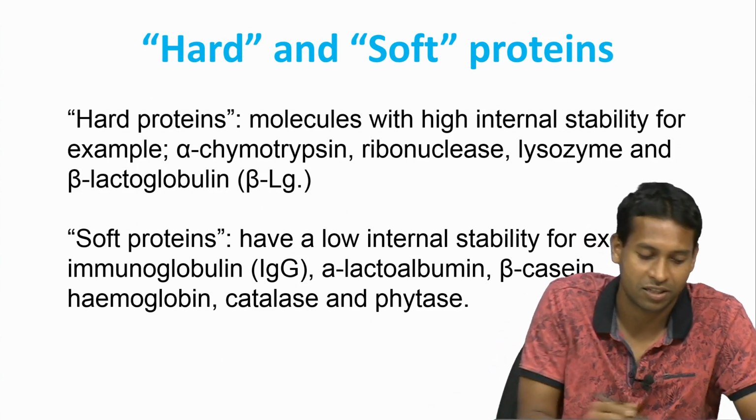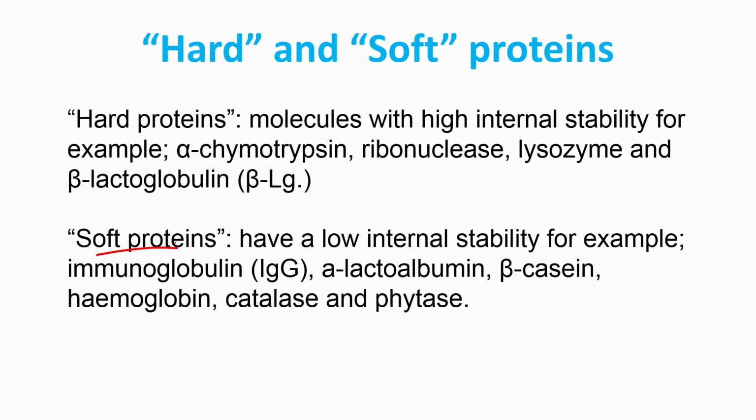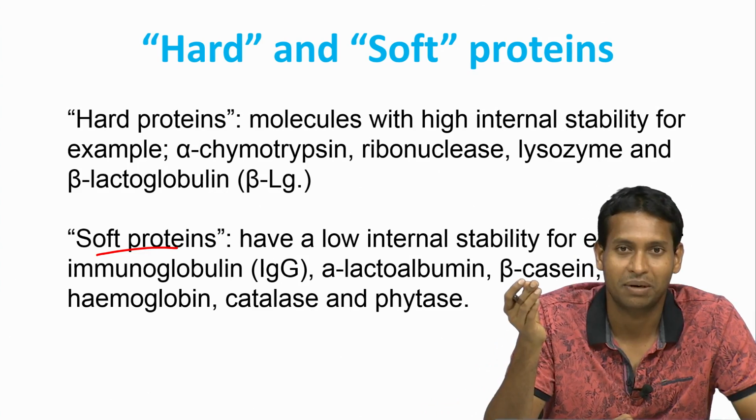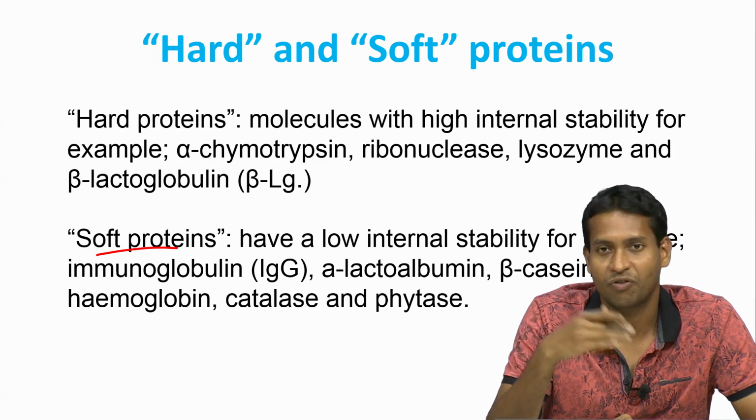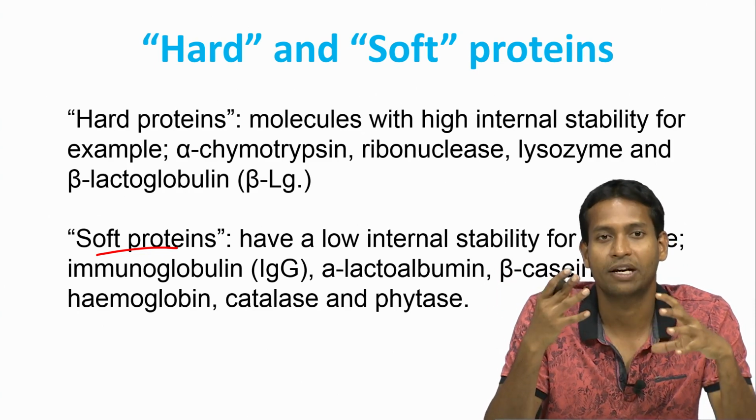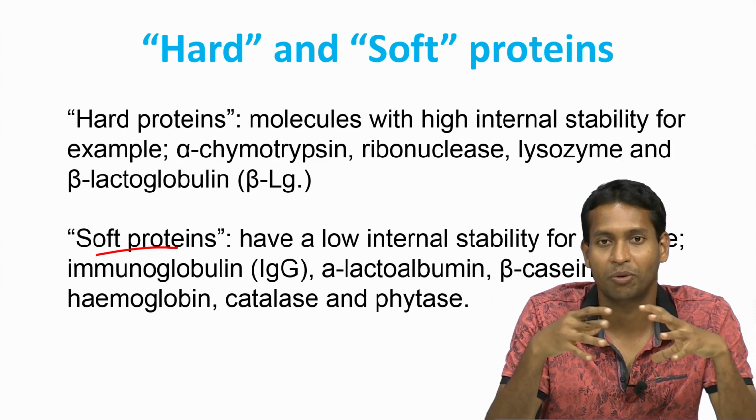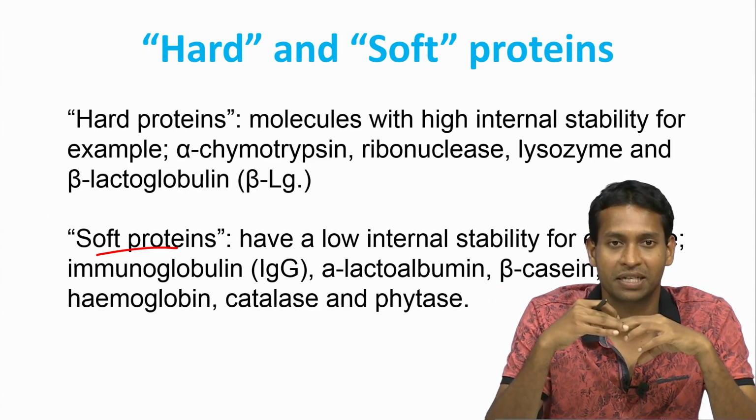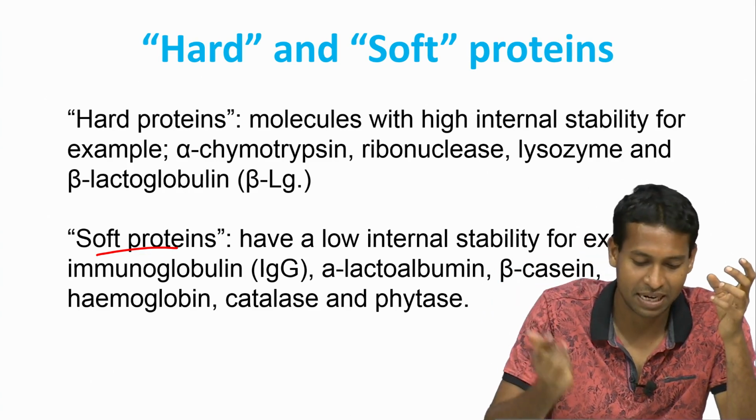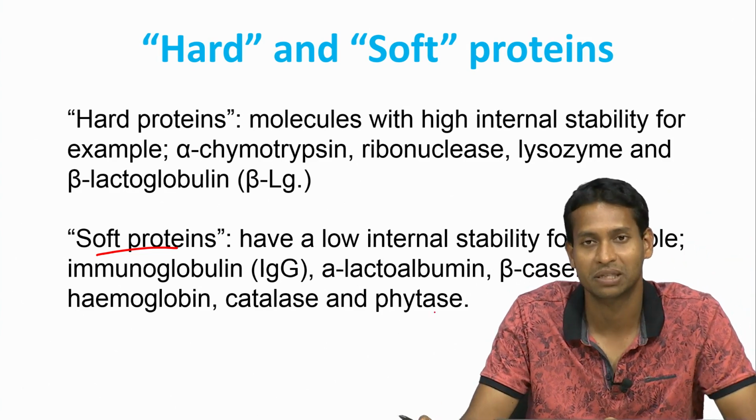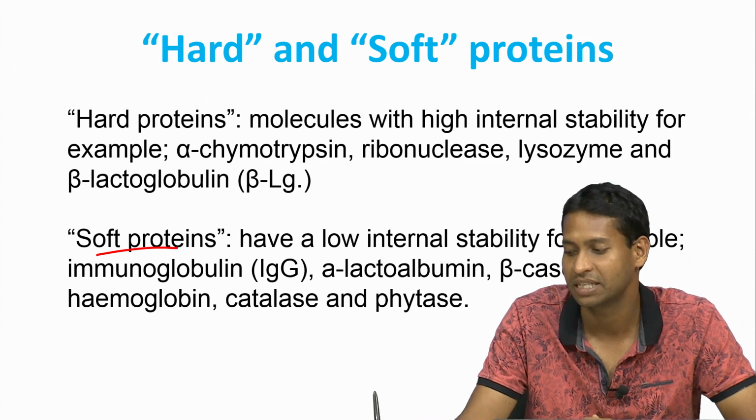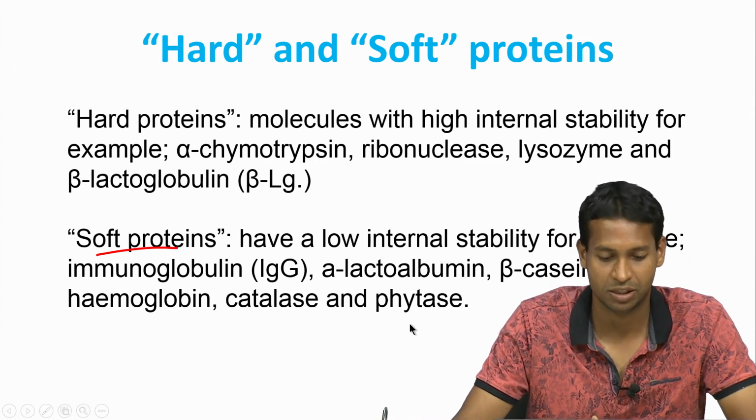And then the other one is the soft protein, which as the name suggests has very low internal stability, which means that if they find a new surface, their structure can change quite a lot depending on the contribution of the surface hydrophobicity and hydrophilicity. Some of those examples are IgG, beta casein, hemoglobin, and several other examples. Actually, most proteins you will find are soft proteins and their structure will easily change.